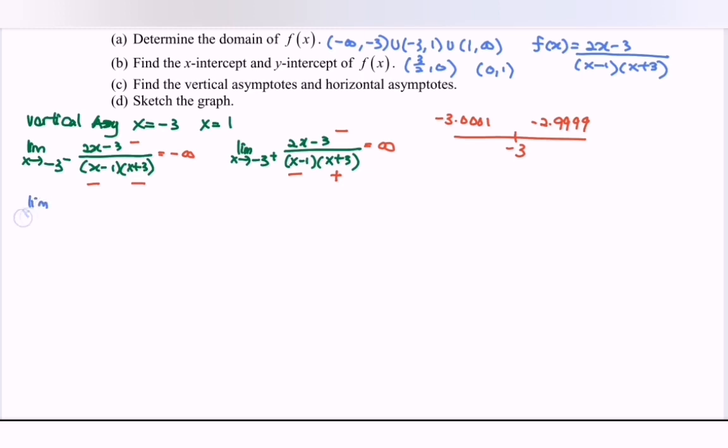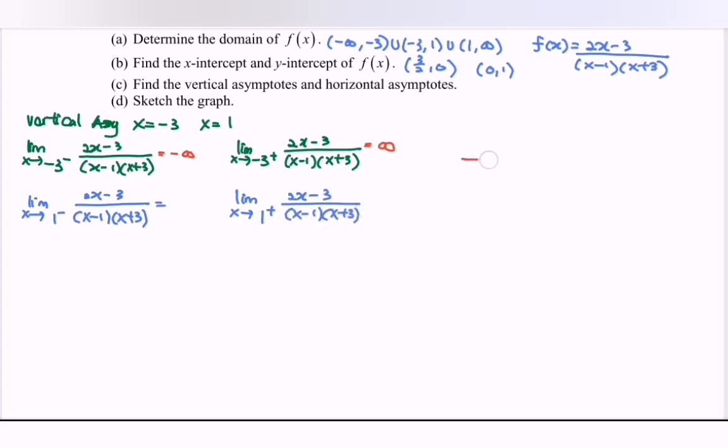Limit when x approaches 1 from the left, and limit when x approaches 1 from the right. So we have the function (2x - 3) / ((x - 1)(x + 3)). Next, kindly refer to the number line, we have 1. From the left, 0.9999. From the right, we have 1.0001.